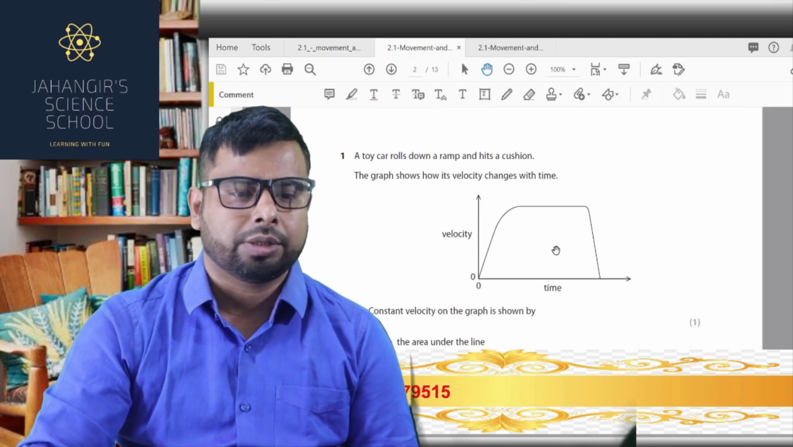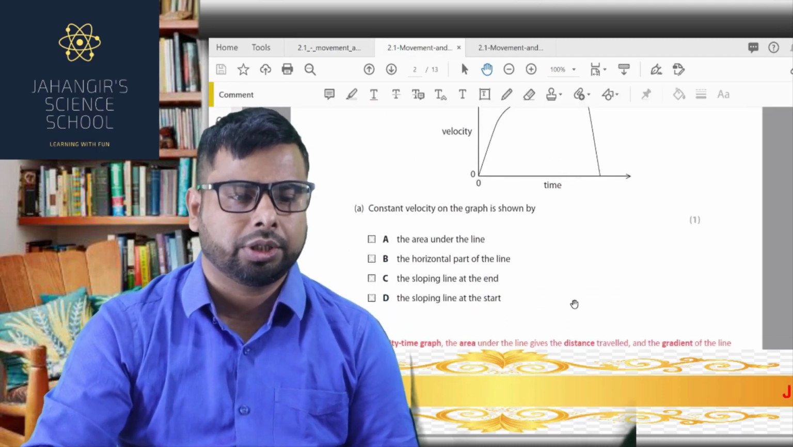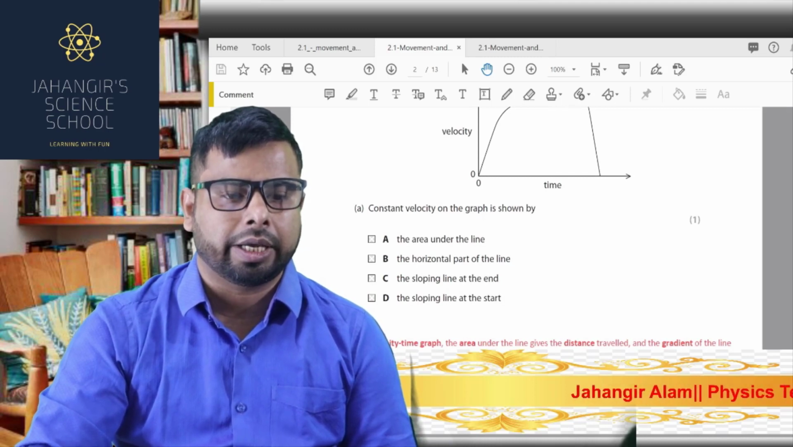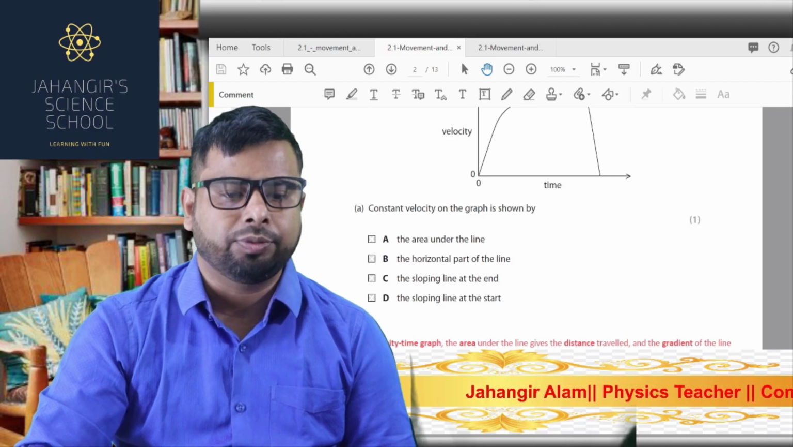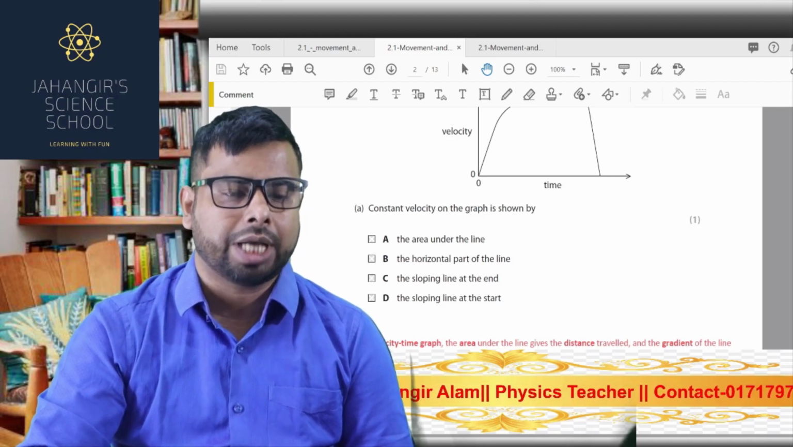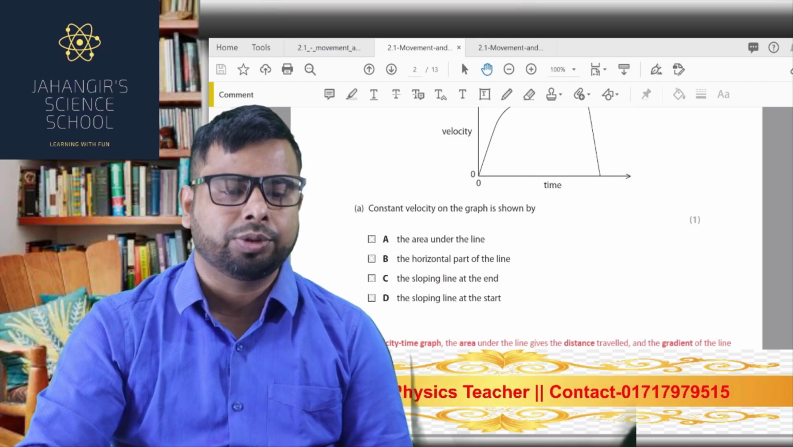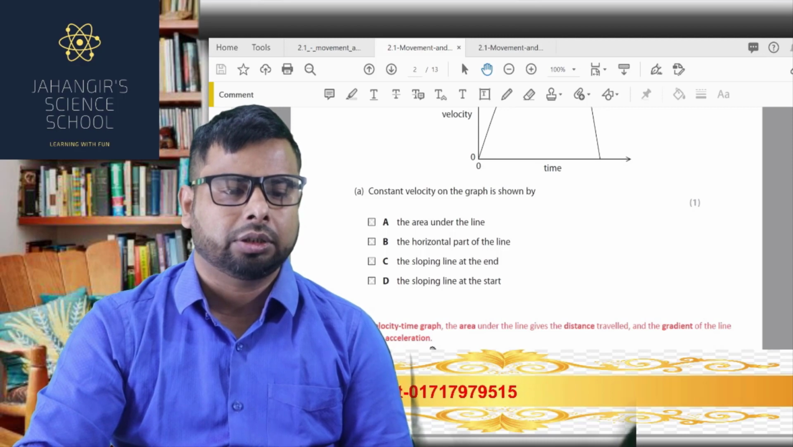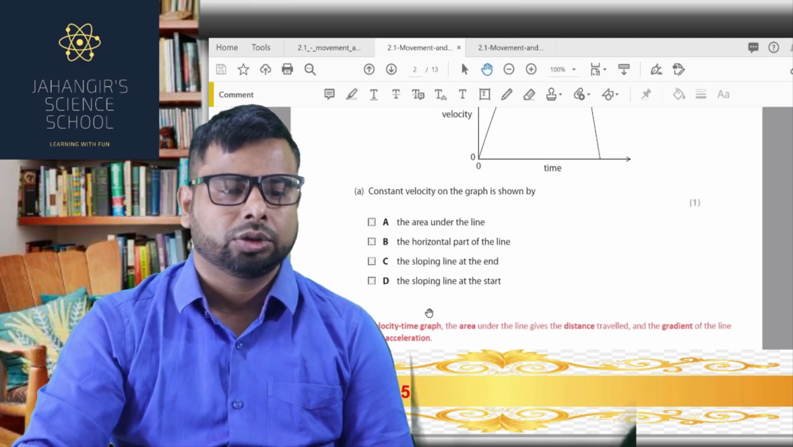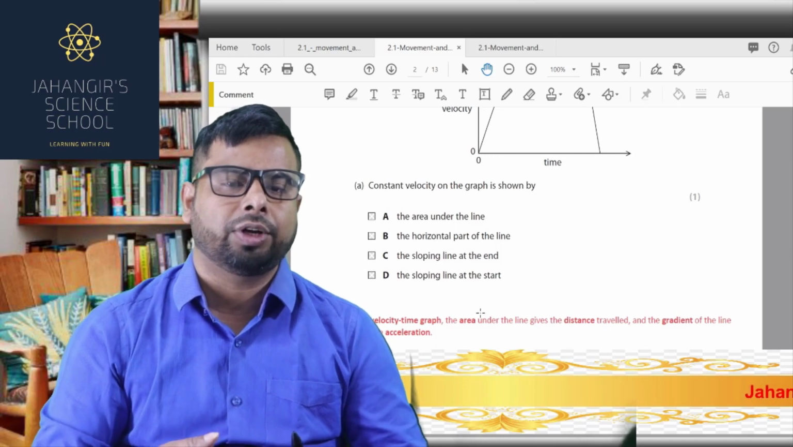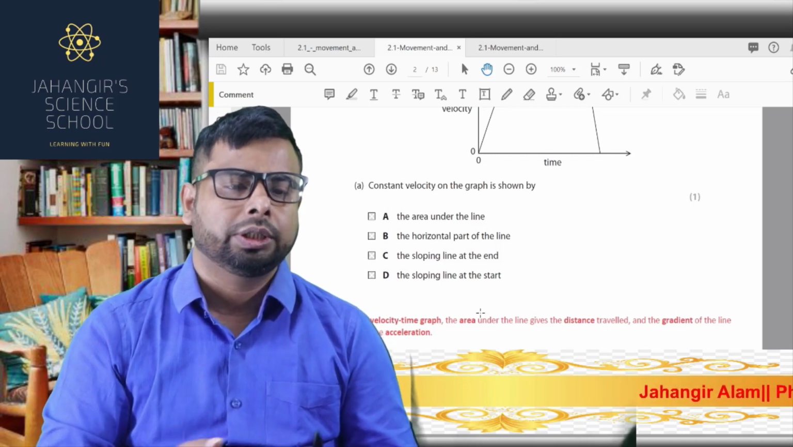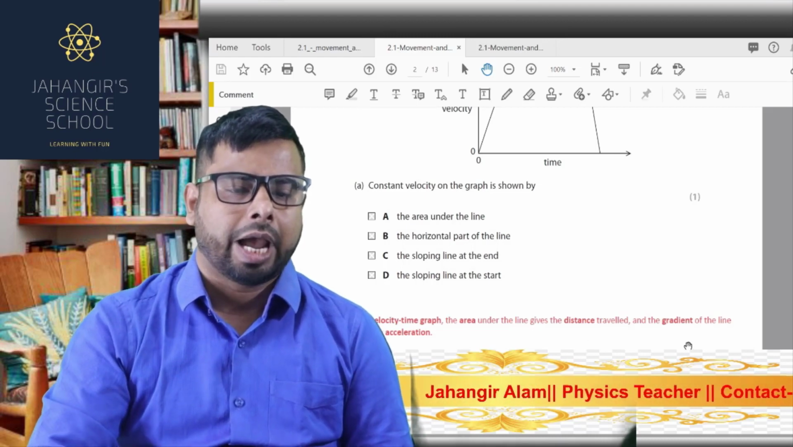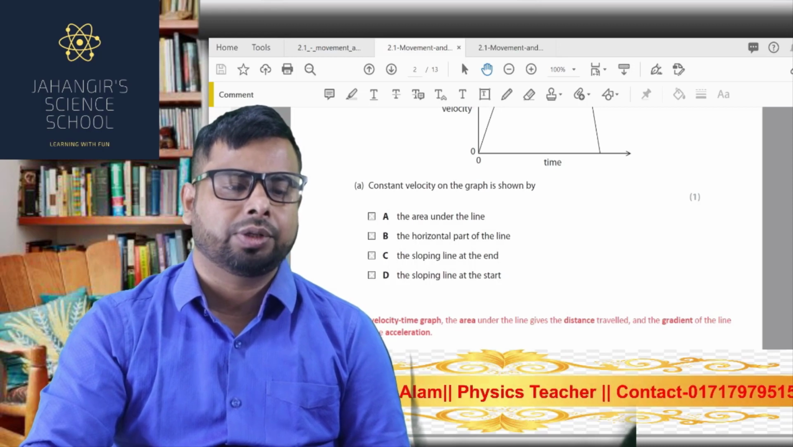Now there is a model answer here. Look at the answer. On a velocity time graph, the area under the line gives the distance traveled. If the area under the velocity time graph is more, then the distance traveled in that portion is more, and the gradient of the line gives the acceleration.